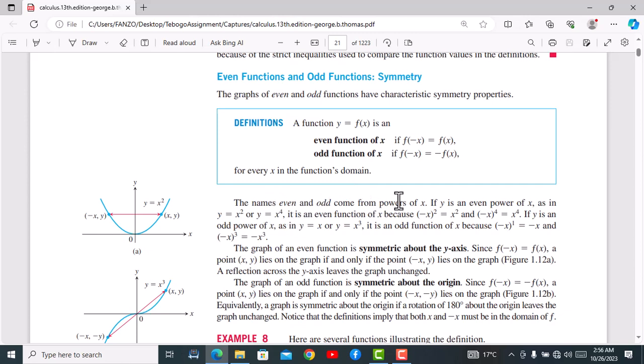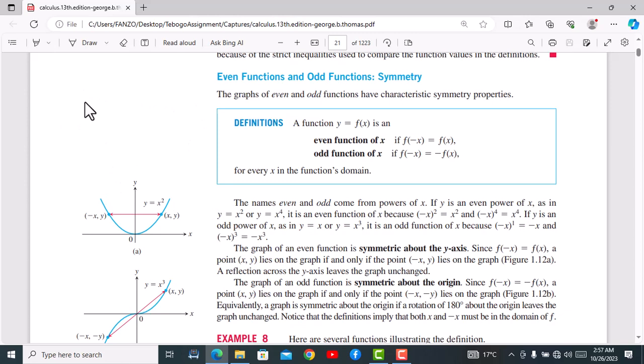The names even and odd come from the powers of x, the exponents of x. If y is an even power of x, as in the function y equals x squared or y equals x to the 4, it is an even function of x, because negative x squared equals positive x squared and negative x to the exponent of 4 equals positive x to the exponent of 4.